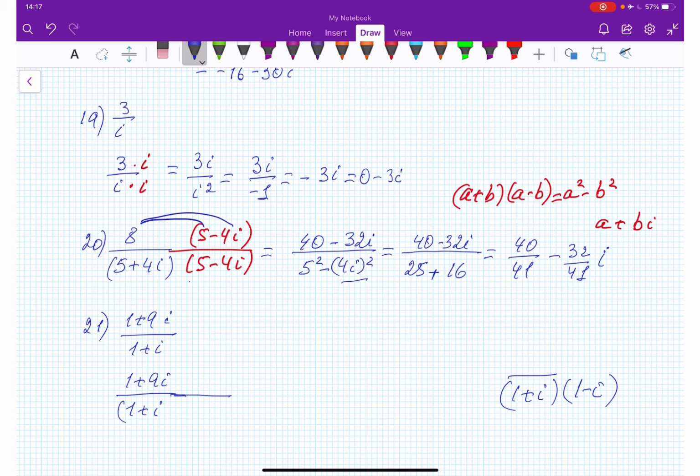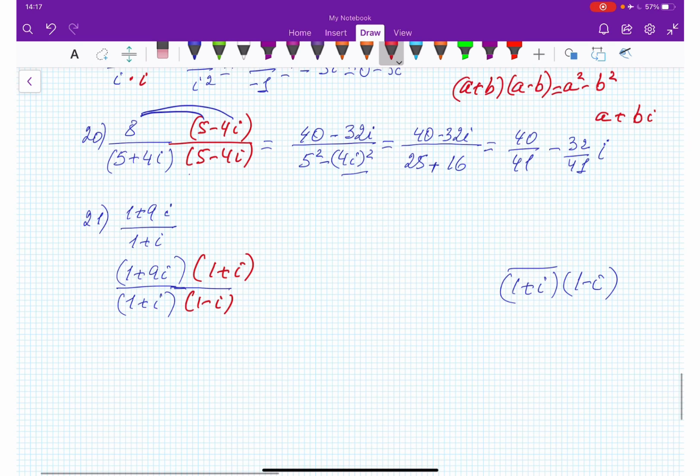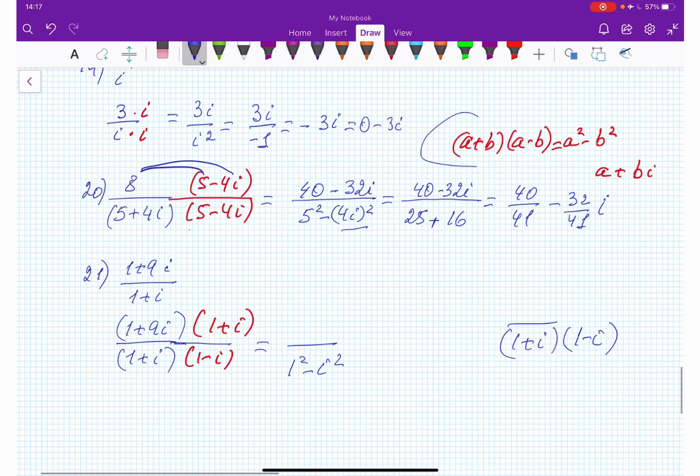It's going to be 1 minus i over 1 minus i, times (1 plus i). Okay? So what do we get from here? In the denominator we are going to get 1 squared is 1, 1 squared minus i squared, right? This is this formula.